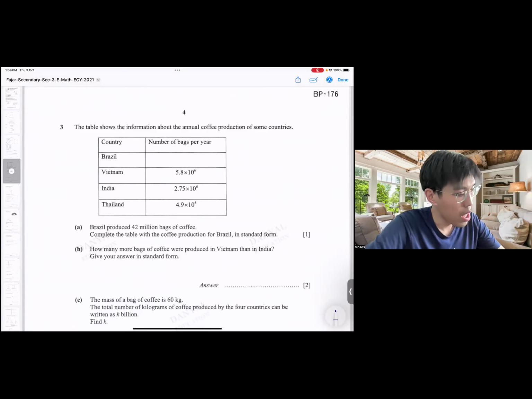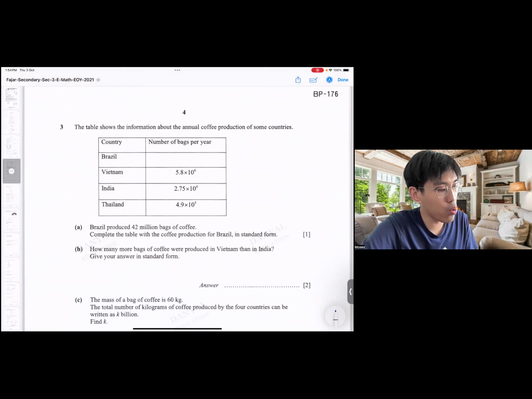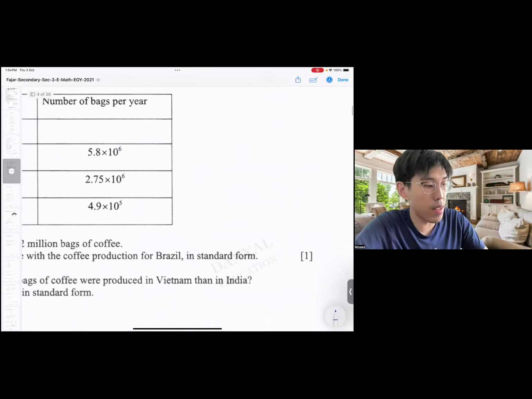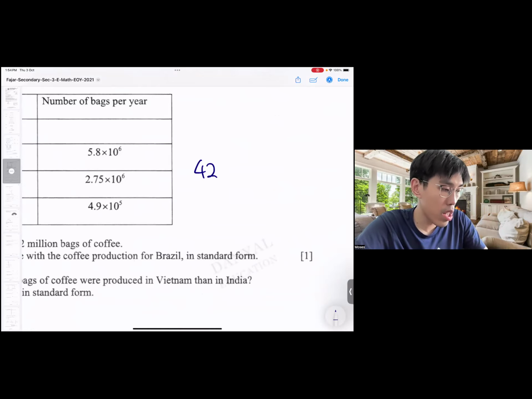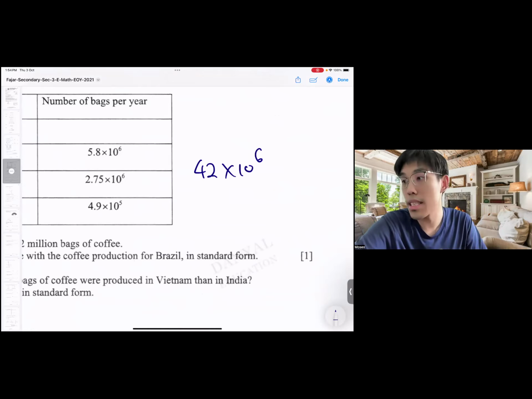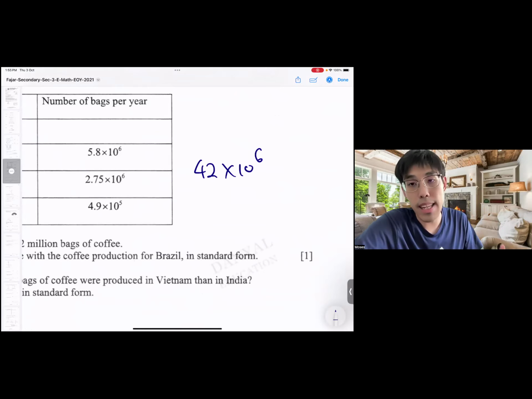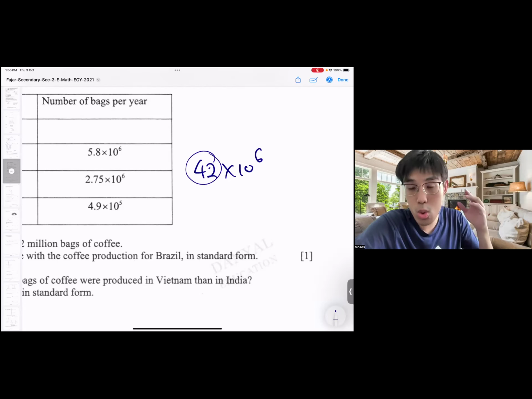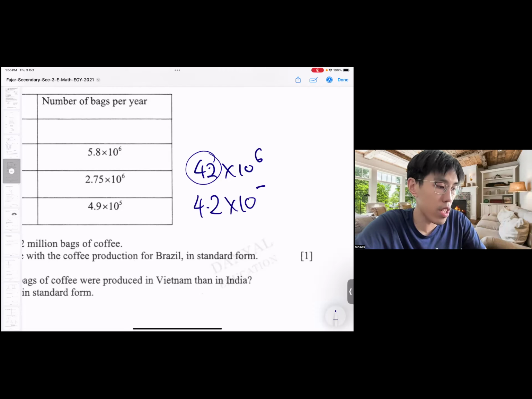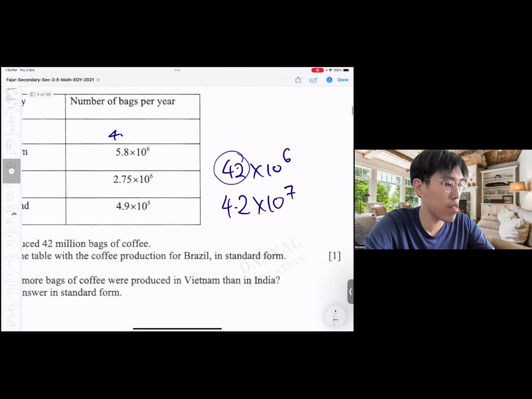Okay, continue. Brazil produced 42 million bags of coffee. So how do you write 42 million? We know that 1 million is 10 to the power of 6. This one is a must know. It is a must know. But we cannot leave it like that. We must have this number to be between 1 to 9.999, which is 1 to 10. So it's 4.2, and as a result, it's 4.2 times 10 to the power of 7.